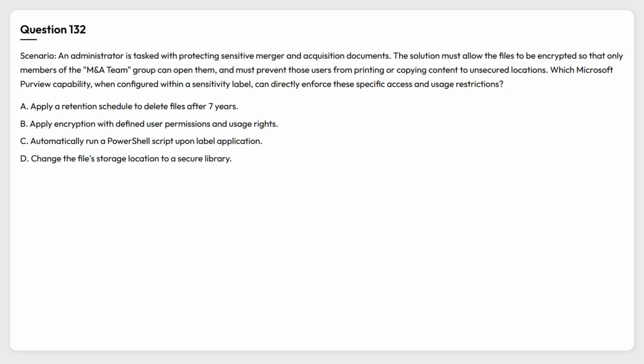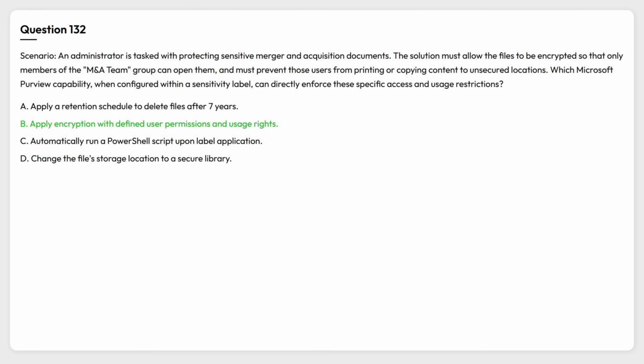Option A: apply a retention schedule to delete files after 7 years. Option B: apply encryption with defined user permissions and usage rights. Option C: automatically run a PowerShell script upon label application. Option D: change the file storage location to a secure library.